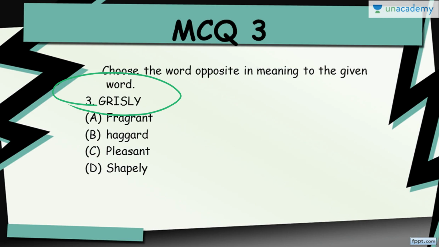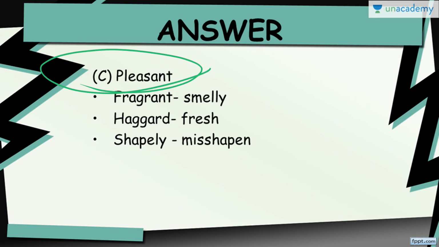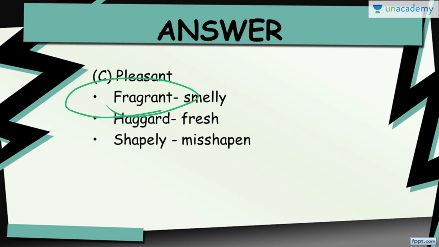Because gristly means something which doesn't please us, something which makes us sad, something which makes us angry, and the opposite to it is pleasant. For the rest of the 3 options, we have got the opposites over here. For fragrant, the opposite is smelly. For haggard, the opposite is fresh. Then for shapely, the opposite is misshapen.